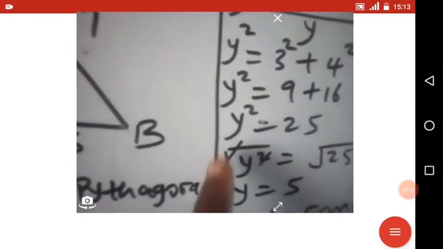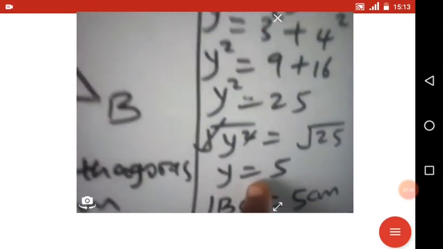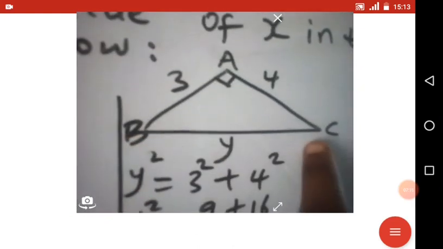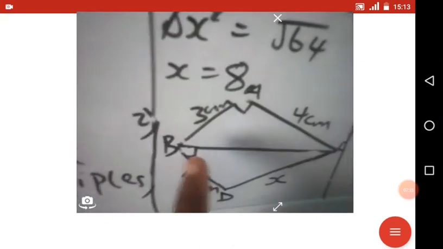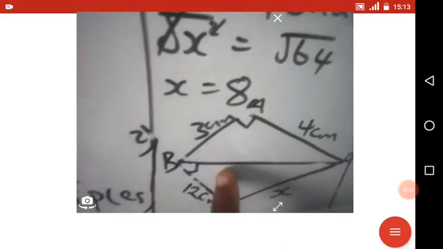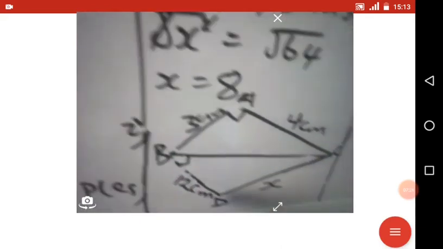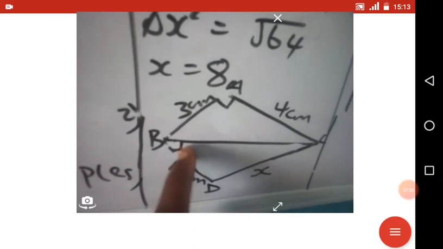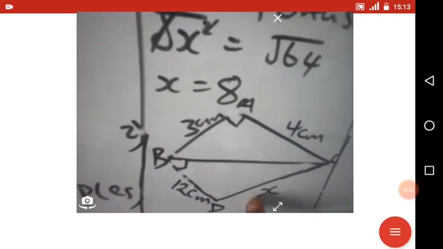And to cancel square, use square root. Square root of 25 is 5. That means this line here is 5. So that means that this line here is 5. So if this line is 5, we can also bring out the second right angle triangle. Here, this is the right angle, the sign for the right angle, and this is the side that is facing the right angle. That means this side is the hypotenuse.